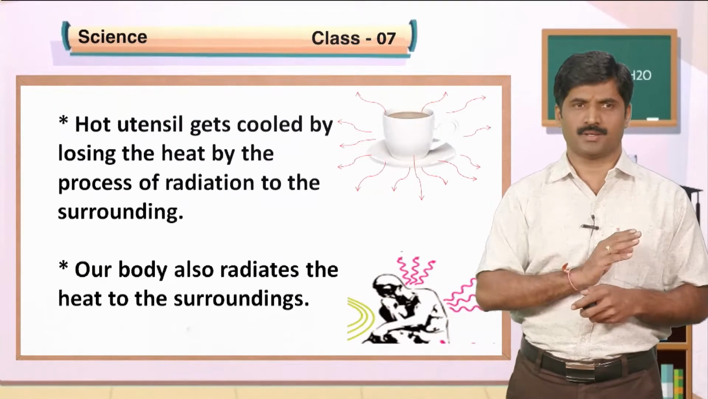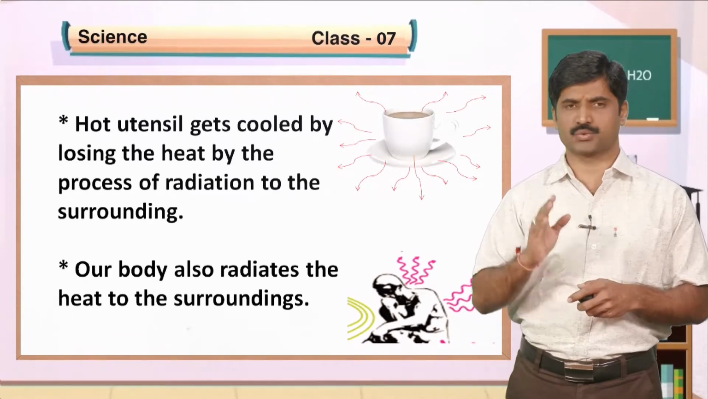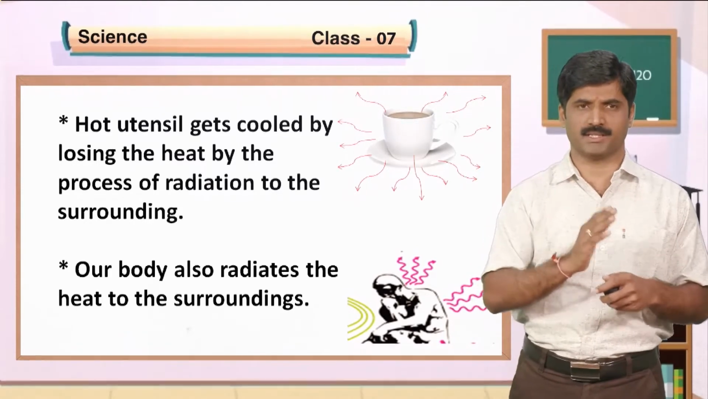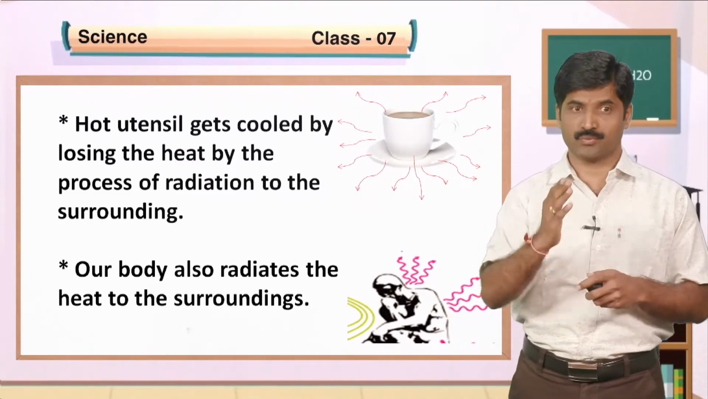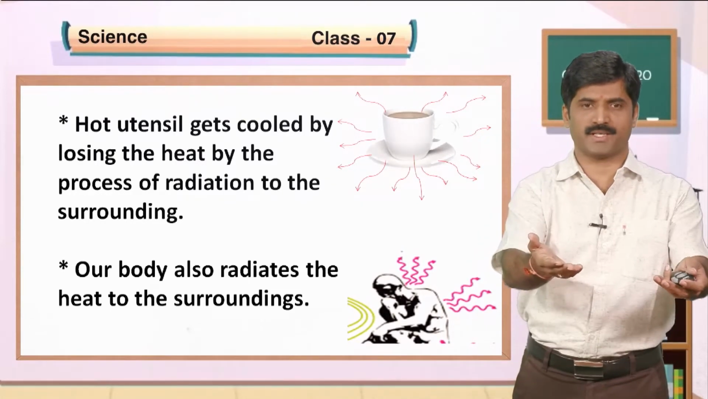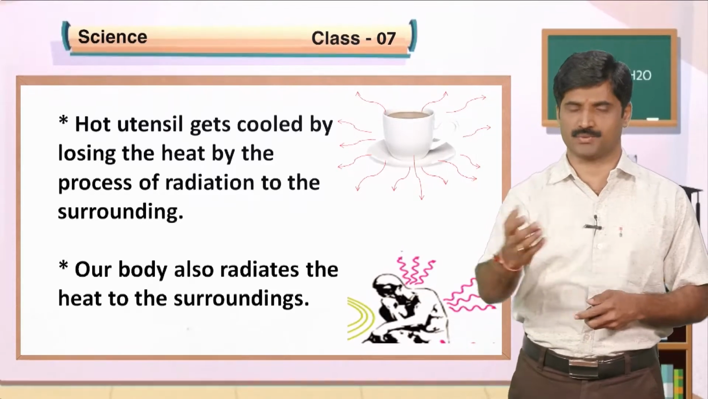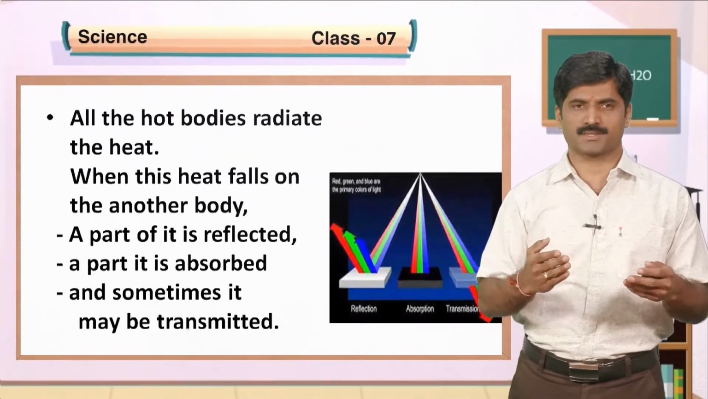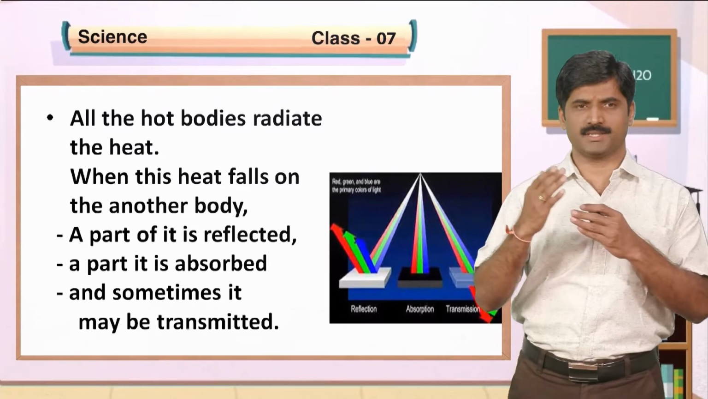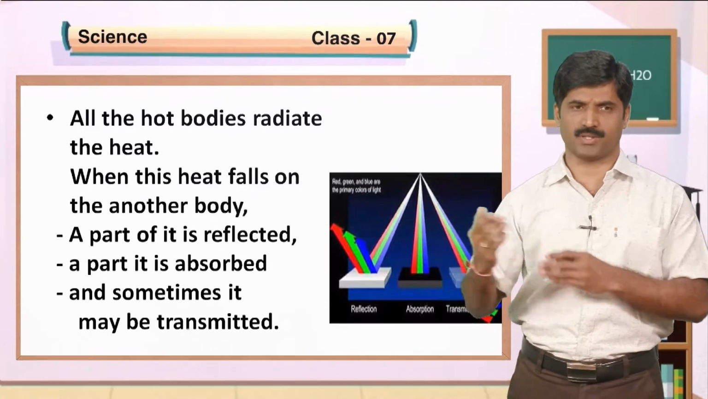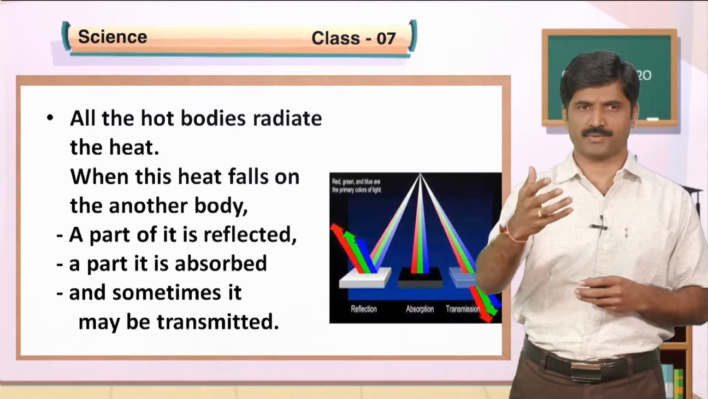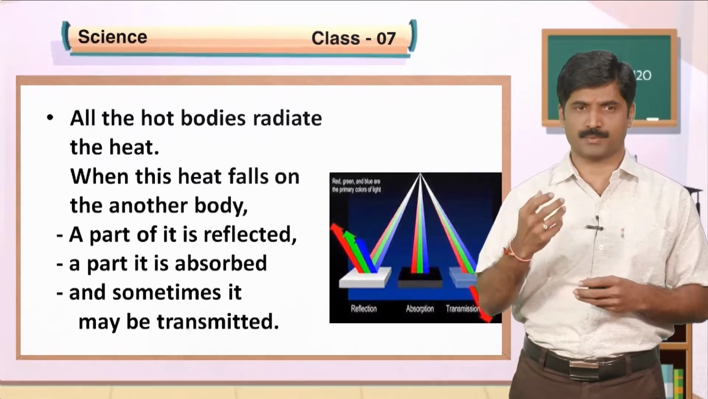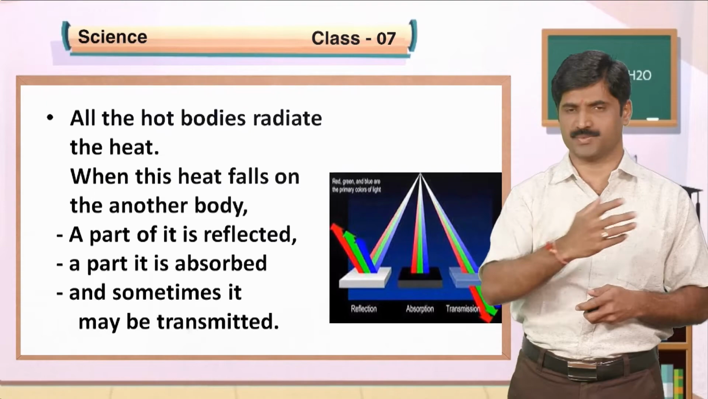Do you know a hot utensil gets cooled by losing the heat by the process of radiation to the surrounding? You may wonder, our body also radiates the heat to the surrounding. All the hot bodies radiate the heat. When this heat falls on another body, a part of it is reflected, a part of it is absorbed, and sometimes it may be transmitted.